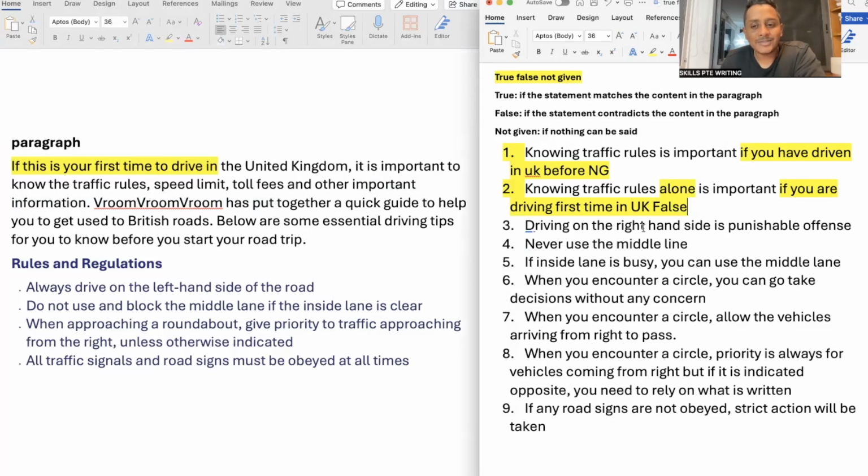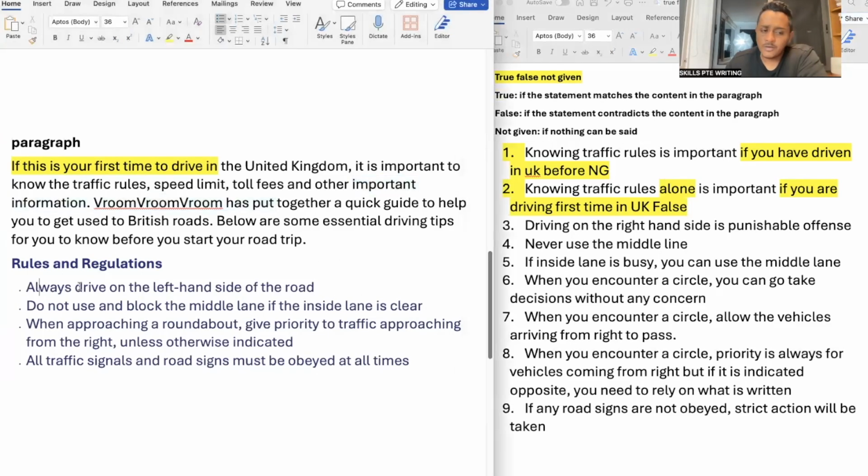Third one, driving on the right hand side is a punishable offense. Okay, always drive on the left hand side of the road. If you drive on the right hand side, of course they've given drive left hand side. If you don't drive, then no, don't assume where it is not given. Sometimes you need to assume, sometimes you shouldn't. For this, the opposite may be true, but it is not given. Always drive on the left hand side. That's all they've given, and they've not talked about offense or something.